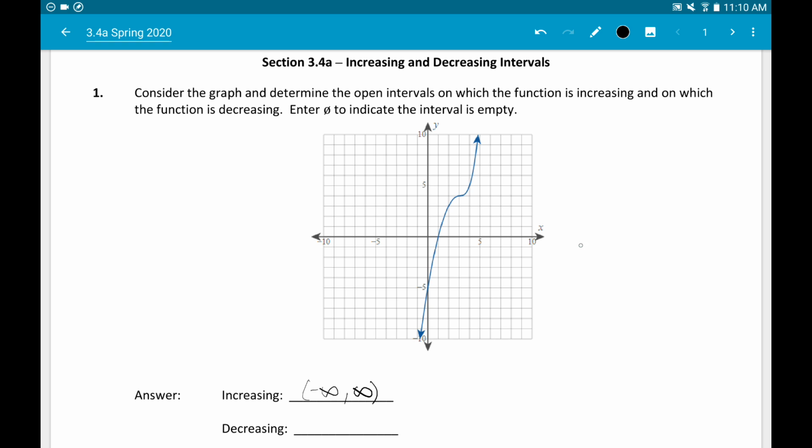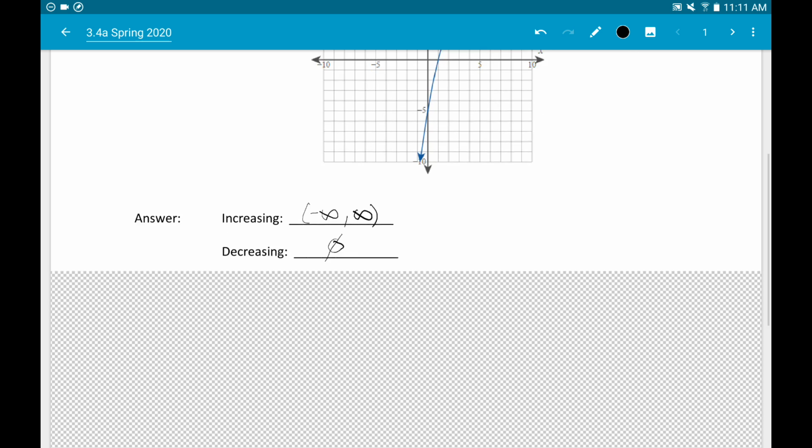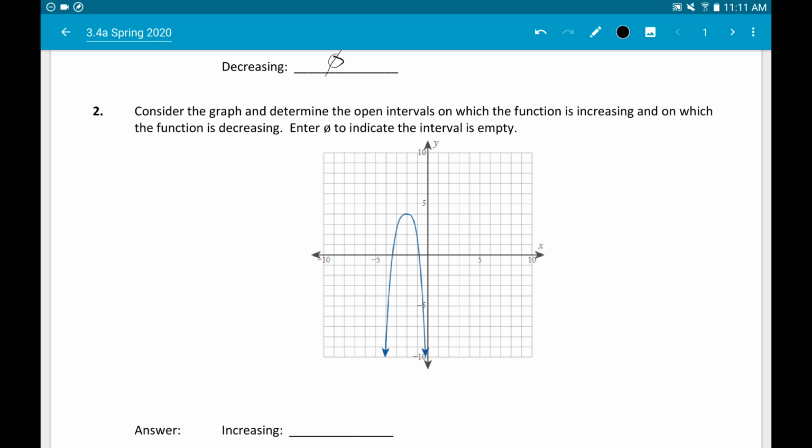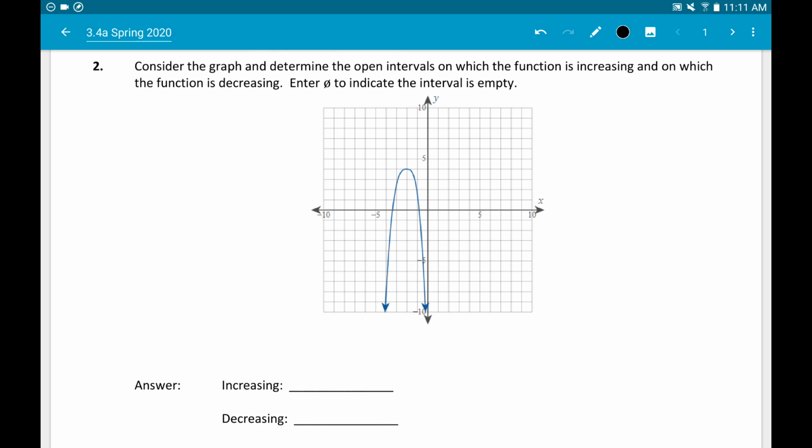We don't have anywhere on this graph as we move left to right where the graph actually goes downward like that. So we do not have a decreasing interval, so that's where the empty set symbol comes in. It's kind of like a 0 with a line through it. Okay, so pretty simple. Let's take a look at another one. Okay, so notice the same directions, just a different type of graph.